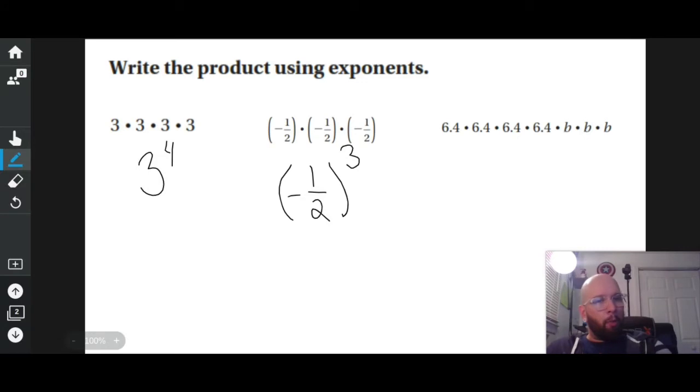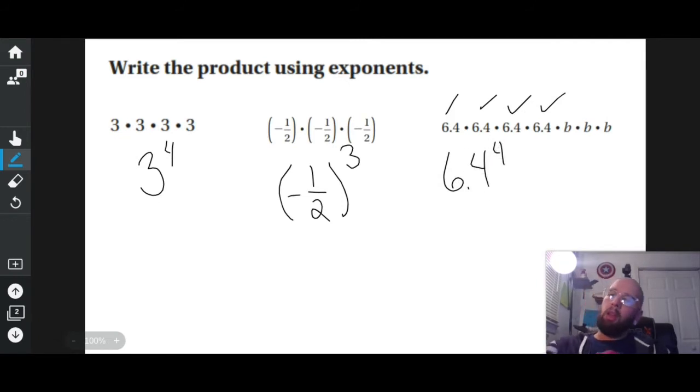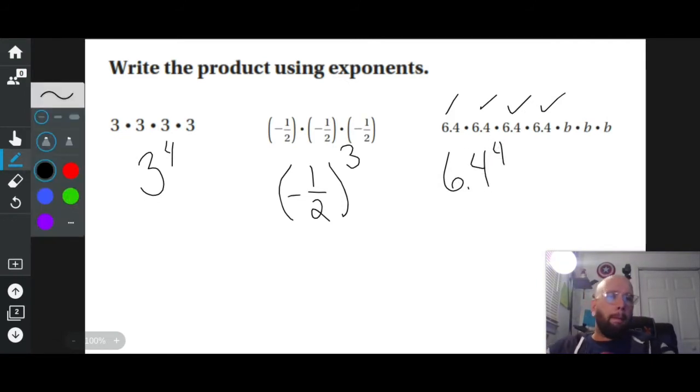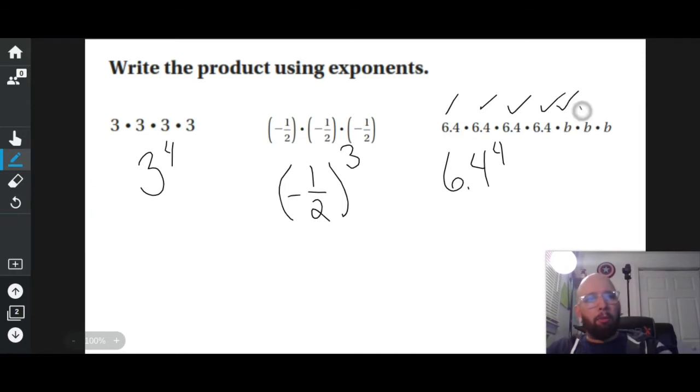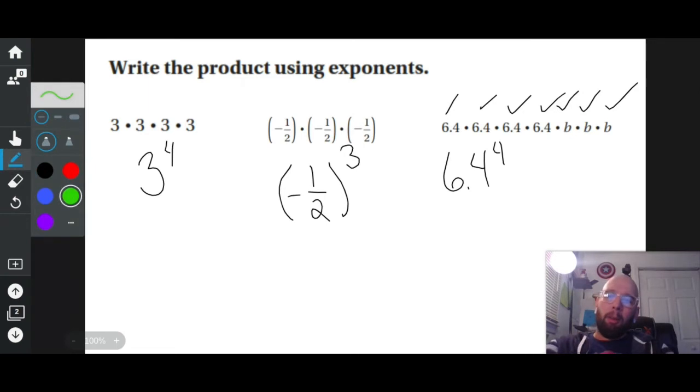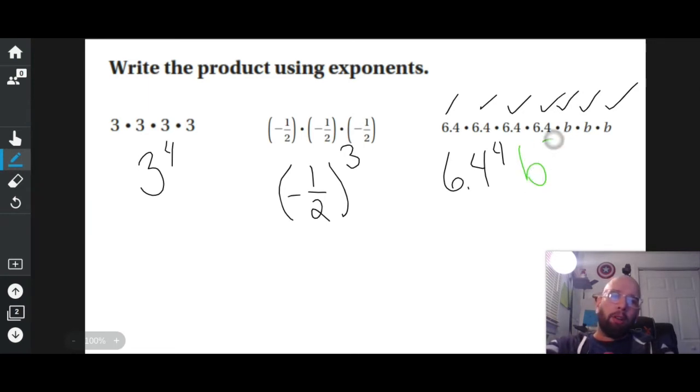I have 6.4 times 6.4 times 6.4 times 6.4, 4 of them. Then B times B times B. That was supposed to be a different color. B to the 3rd. Easy.